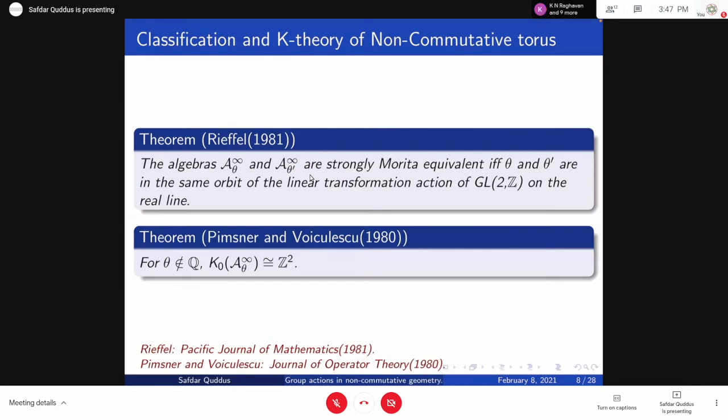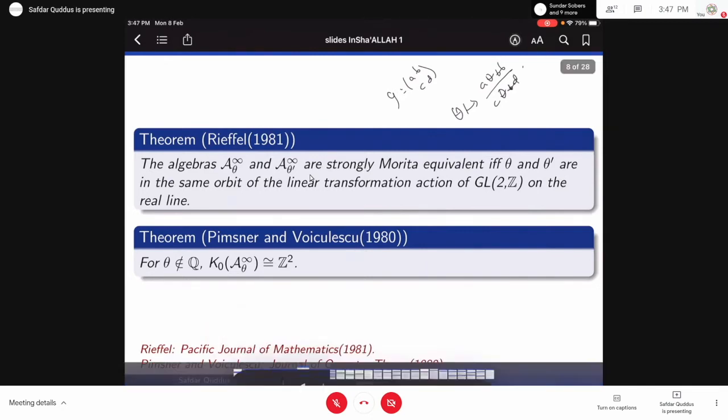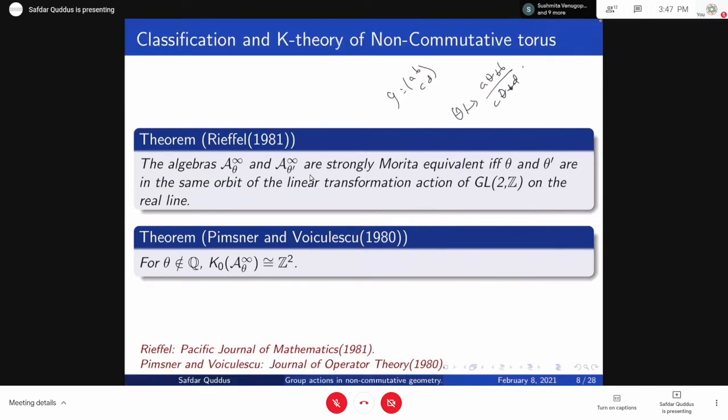So we have the map like this. For g being a, b, c, d, theta goes to (a theta plus b) over (c theta plus d). So it's a general fractional linear transformation. This is how it's happening. And the two are Morita equivalent if and only if this condition holds.